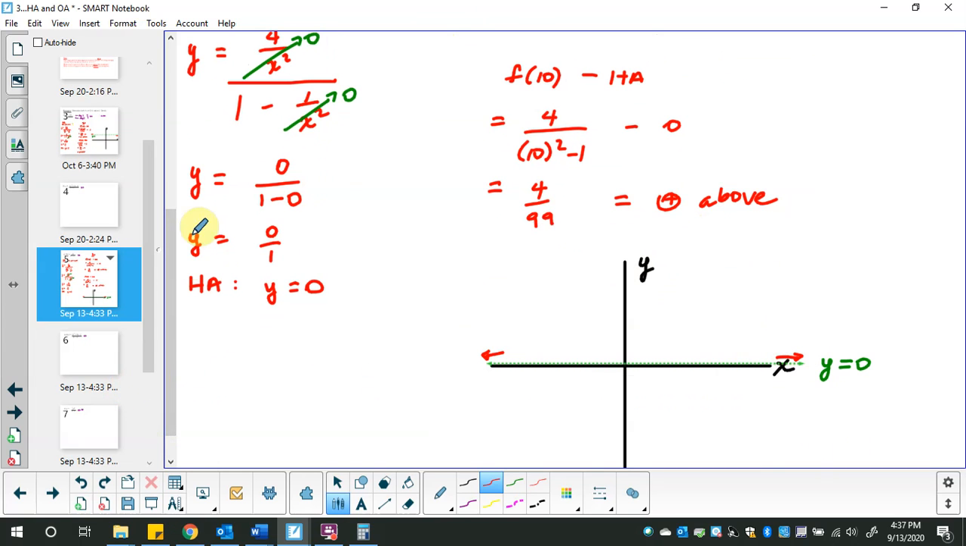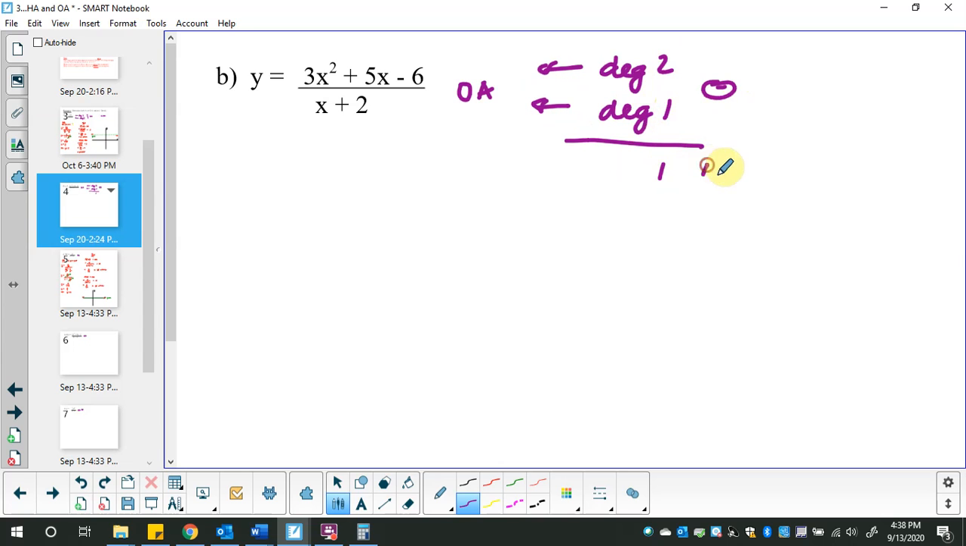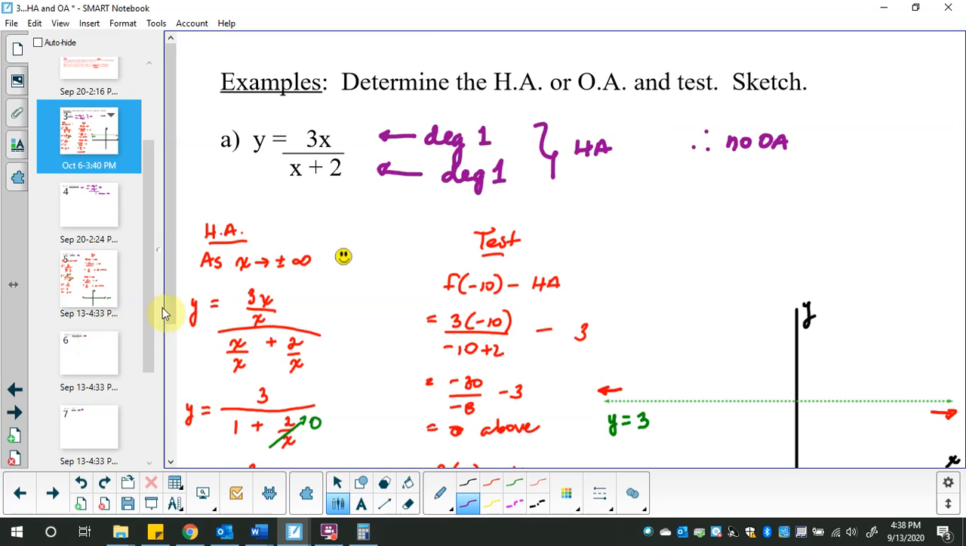So let's go and talk about this one. This one has an oblique asymptote, because the top degree is 2 and the bottom degree is 1, and subtracting those is 1, so you have a linear oblique asymptote. And that means you have to divide. So you don't have to worry about this kind of stuff.